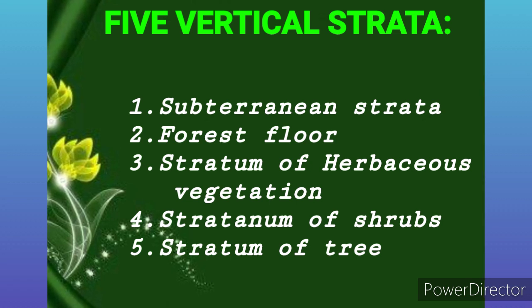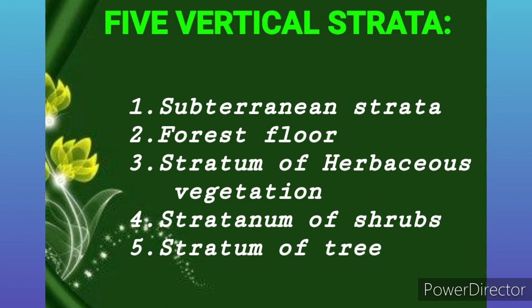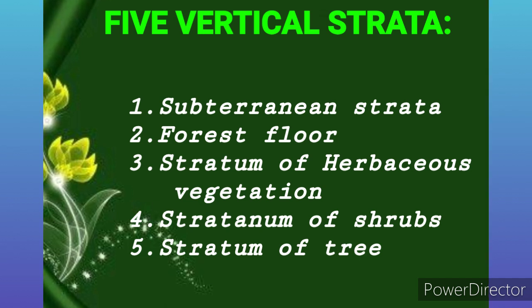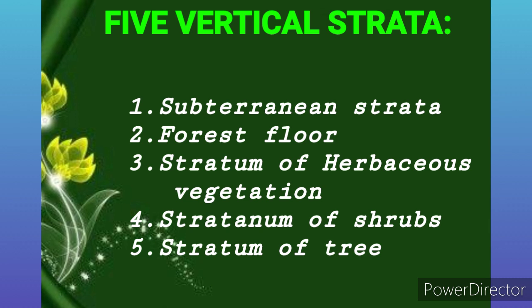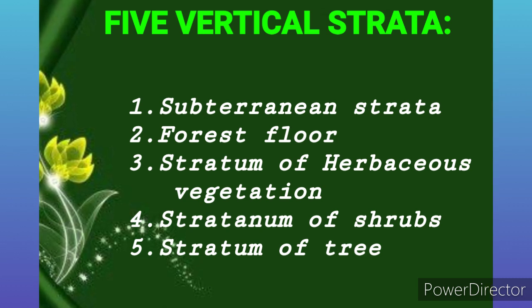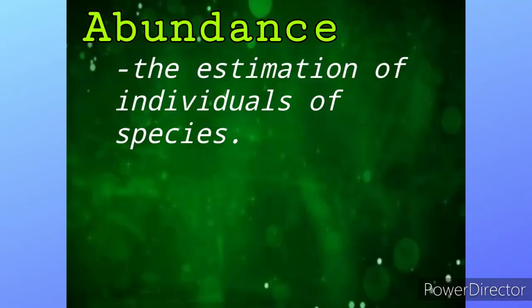Fourth is stratum of shrubs, located below the crown layer and above the herbaceous layer, represented by shrubby life form. And fifth is stratum of tree, topmost layer, also called crown layer, which represents the highest limit of plant community in a given region.